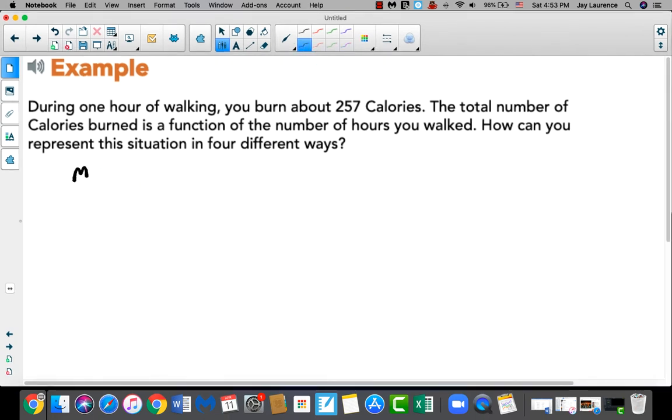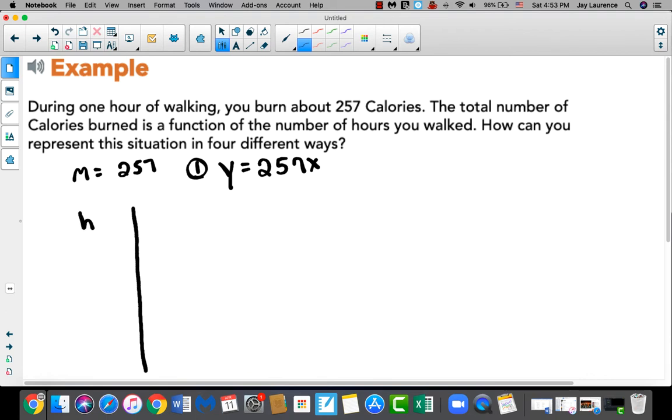I know my slope is 257, right? That's per hour. I know that if I don't walk at all, I'm not going to burn any calories. And so my first way to represent this is going to be this equation. This will tell me how many calories I've burned, where x is the input, or the number of hours. There's my first way.